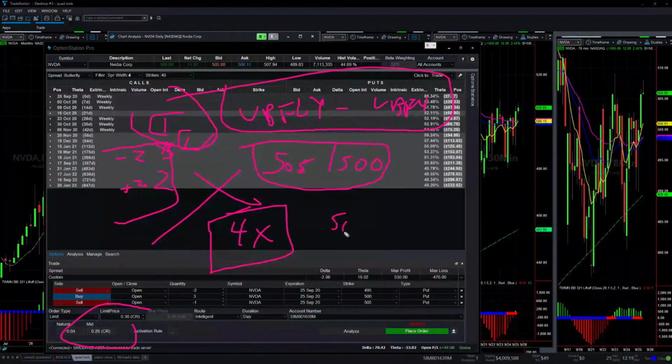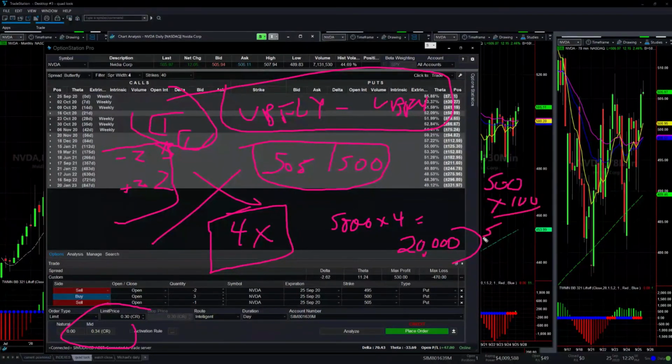So if you have a $5,000 account times 4, anything that's going to cause your account to be upside down more than $20,000, those are the ones that they will look to close out for you. And clearly, NVIDIA being a $500 stock, times 100 is $50,000, and you're short 3 of them.